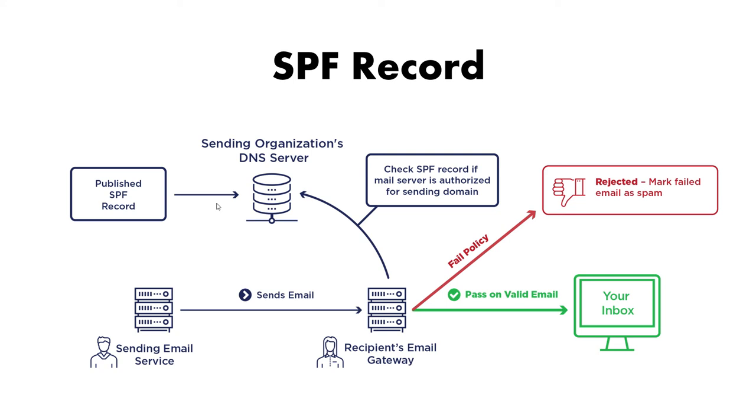It's going to fail the policy in red there and reject it because it's marked as spam, because it does not have a cleared IP address, or it's going to pass on the valid email and it's going to go to your inbox or your client's inbox. So that's kind of the process. You get an email, it checks the SPF records for a cleared IP address and then passes or rejects it.